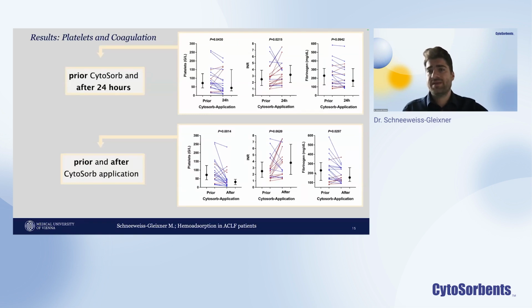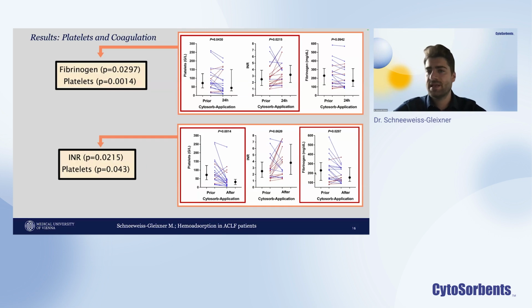We then also looked at other parameters which are important for our liver patients, meaning here the platelet count, but also the coagulation parameters. Platelet count was used also to detect known side effects of CytoSorb therapy, because we know that the CytoSorb leads to a decrease in the platelet counts also in septic patients. And this was also observed in our ACLF patient population, that the platelets decreased significantly after 24 hours and after the whole CytoSorb therapy. And we also found that the coagulation parameters got worse. However, this may also be an indicator for disease progression.